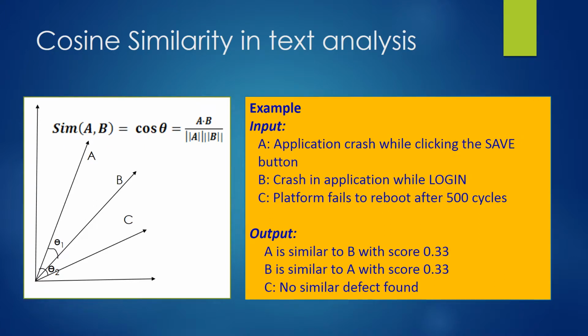Cosine similarity in text analysis. Cosine similarity is an extensively used measure for different text mining applications. It determines the similarity between two documents or texts. To determine the similarity between two texts, an equivalent term frequency vector is first obtained. The following steps are performed to derive a term frequency vector.